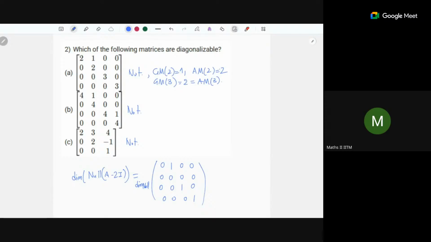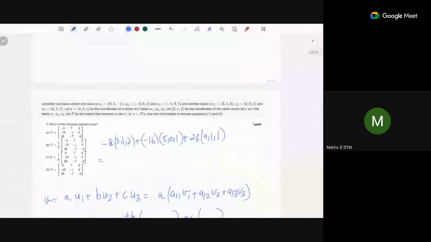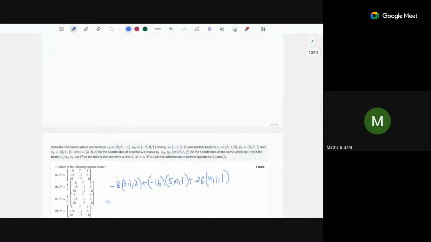Okay. So when we have diagonalizable matrices, we can find a basis with respect to which we can represent our matrix or our operator by a diagonal matrix. Okay. So there is a change of basis that we need to perform. So let's look at this.